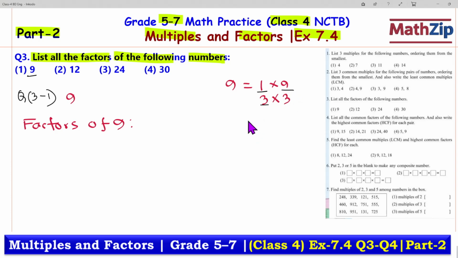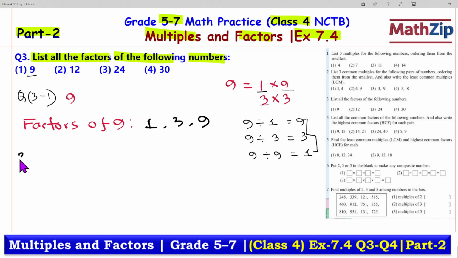What does this mean? It means 9 we can divide by 1 and we will get 9. 9 we can divide by 3 and we will get 3. And finally 9 we can divide by 9 and we will get 1. So here are 1, 3 and 9. So factors of 9 are 1, 3 and 9. Very simple.